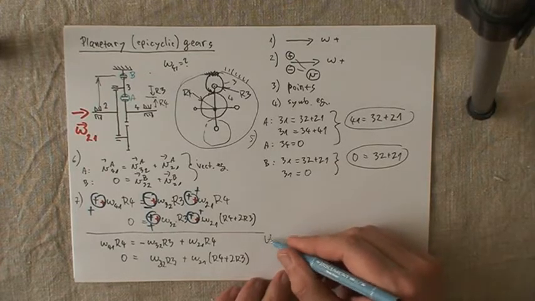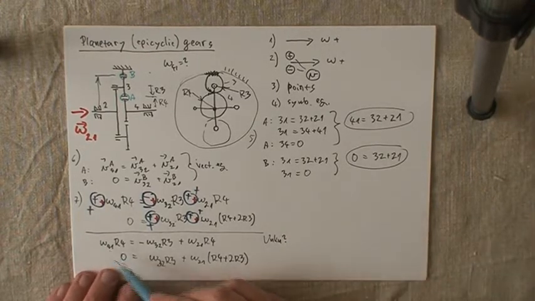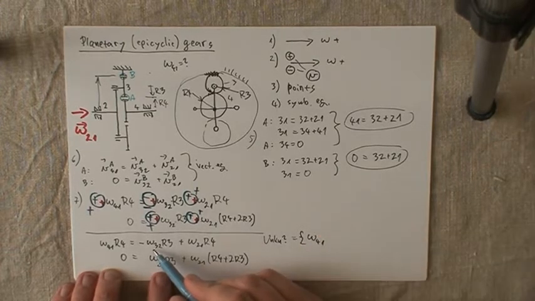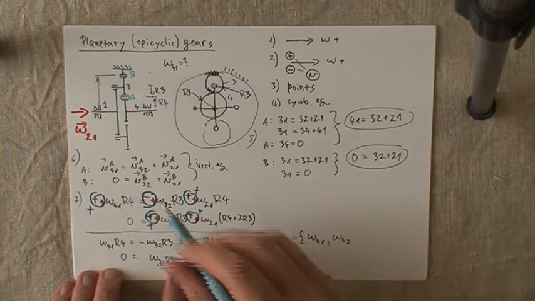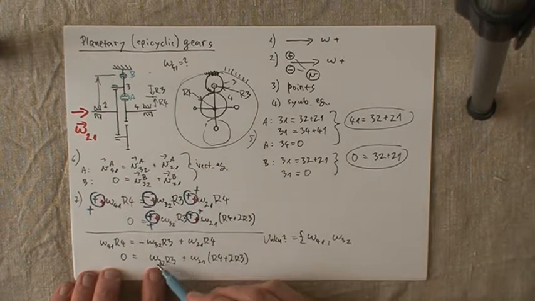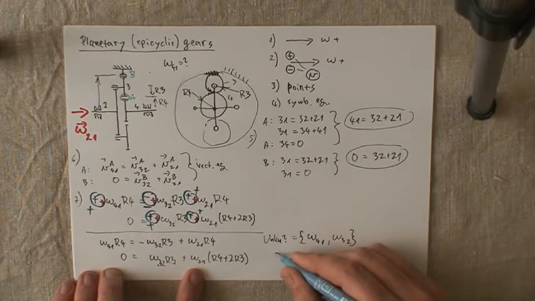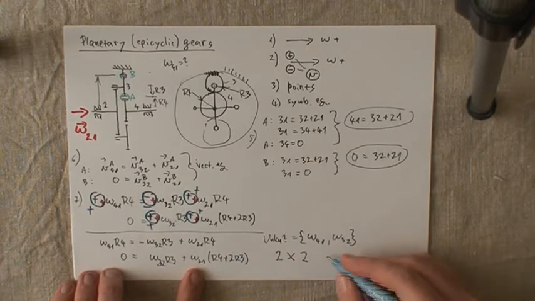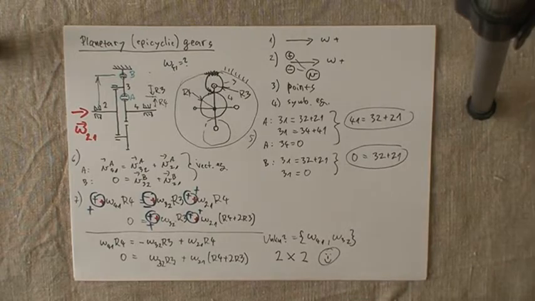What are the unknowns? Well, omega 41 is unknown, right? We don't know where it is. Omega 32 is unknown. Omega 21 is known, it's given. So we have two unknowns and two equations, which we can solve in the matrix form.